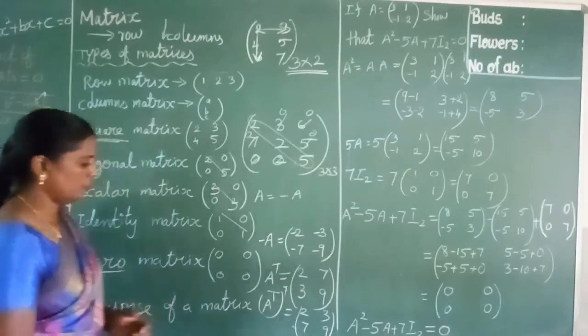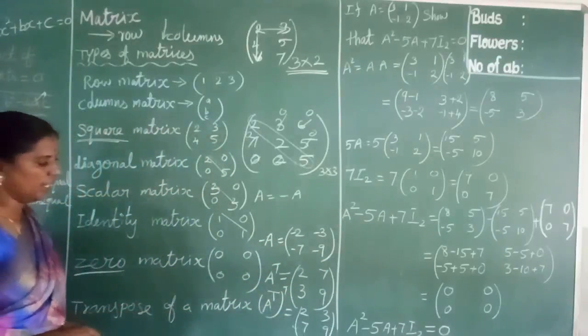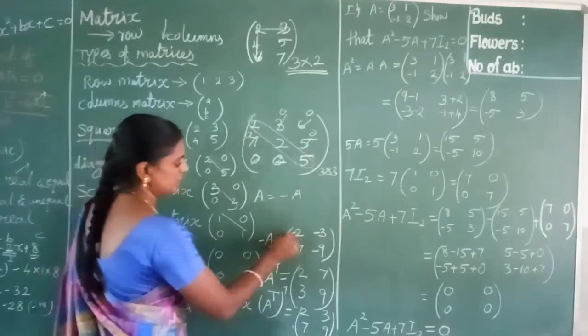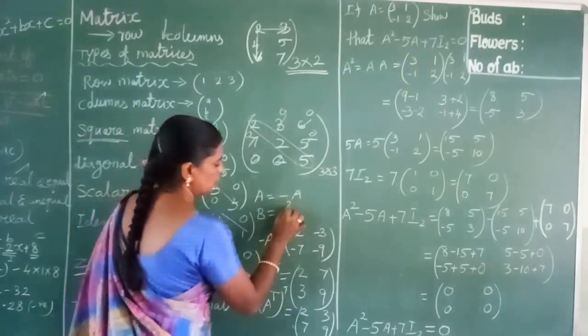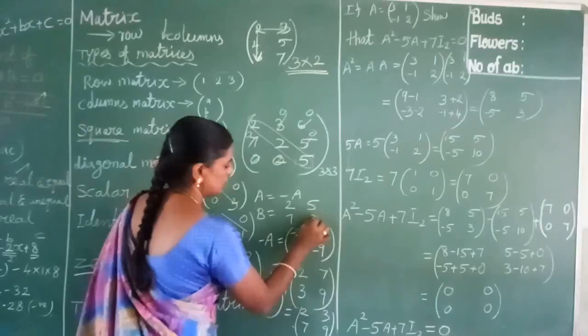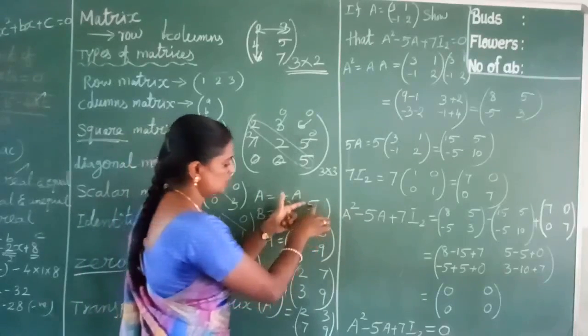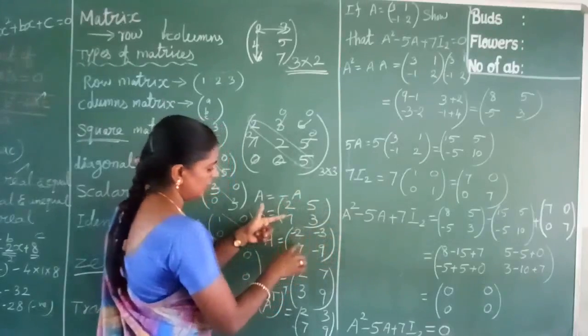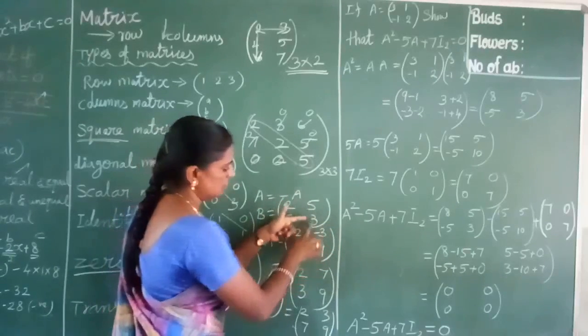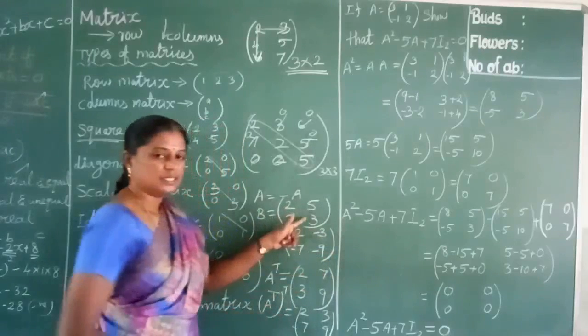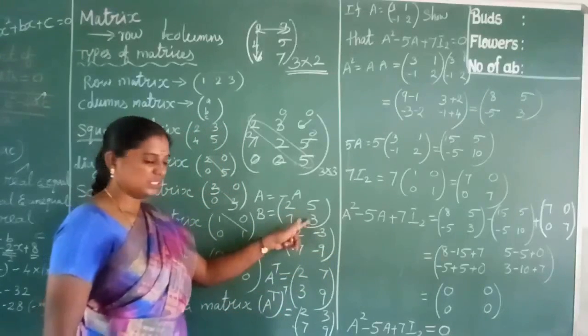And addition of matrices. If two matrices are to be added, here the A matrix is given. The B matrix is also given: 2 5 7 3. So the first place wants to be added. This place and this place are added, and this place and this place, and this place and this place. The subtraction is also the same.